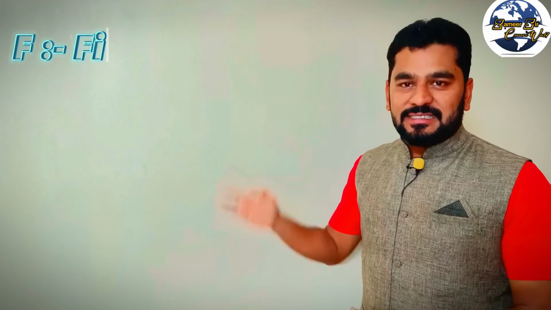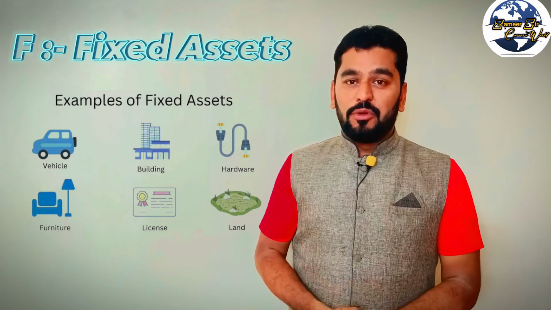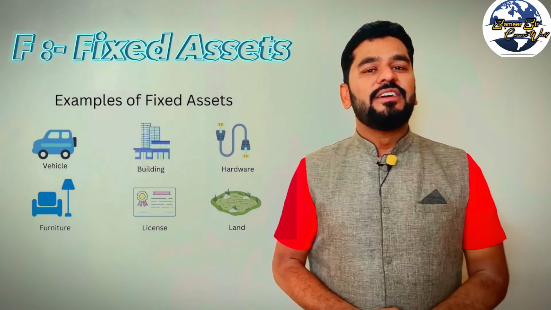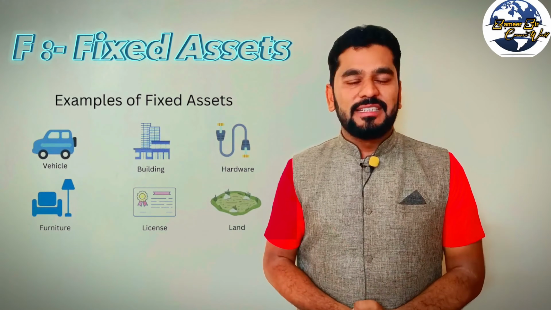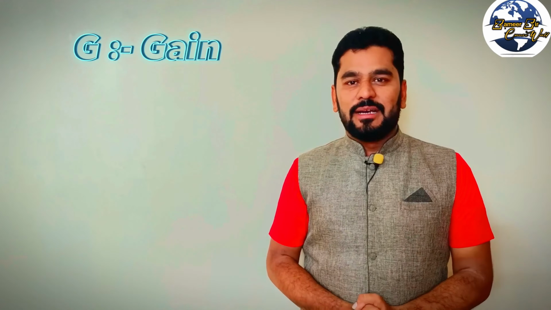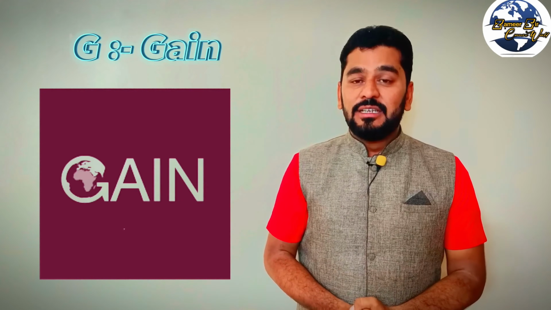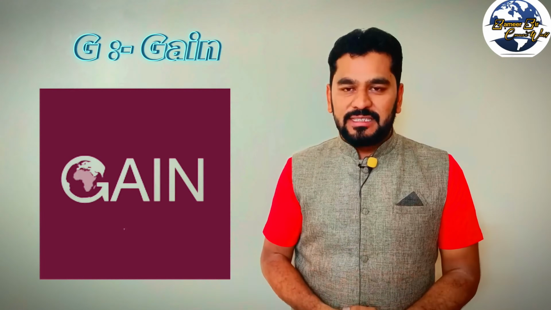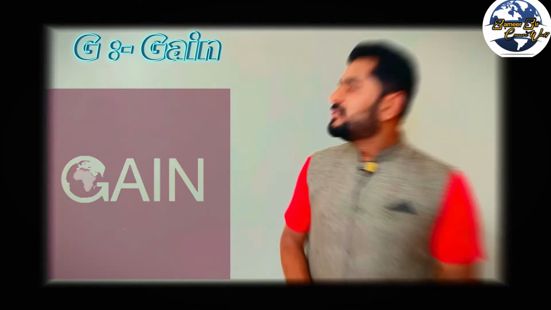F for fixed assets. Yes, as I told you about the assets, in assets we have two categories of assets, current assets as well as fixed assets. Fixed assets are nothing but such like land, building, plant and machinery. G for gain. Gain is nothing but the benefit which you are going to receive in respect of the transaction. Whenever a transaction is done, whatever benefit we receive from that will be termed as gain.